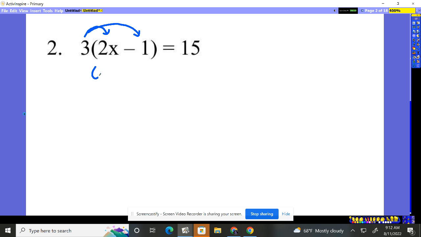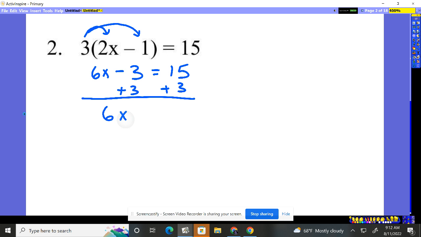3 times 2x is 6x. 3 times 1 is 3. That equals 15. Now we need to move our number to the other side. So let's add 3 to both sides of the equation. 6x on the left equals the number 18 on the right.